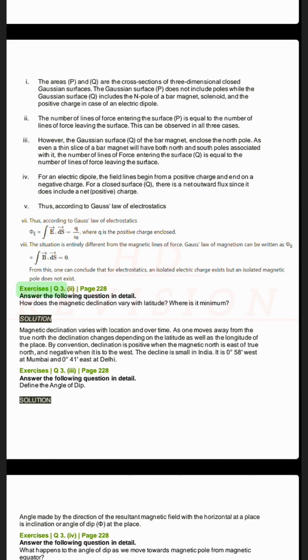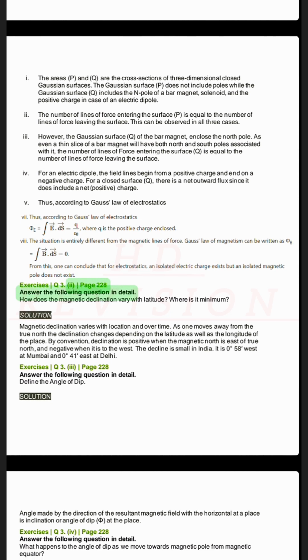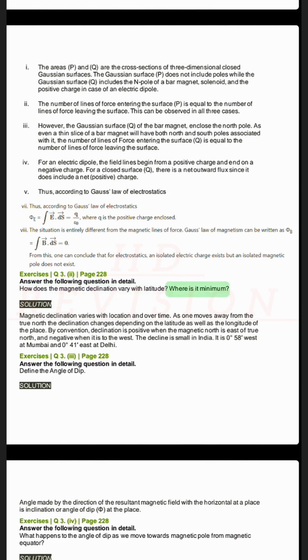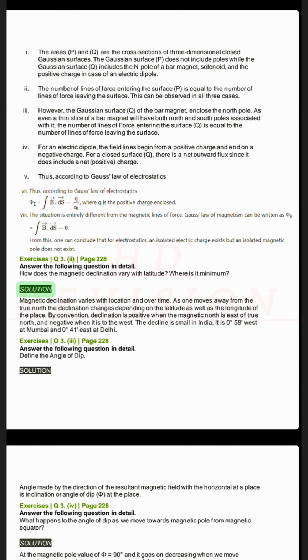Exercises, Q3, E, page 228. Answer the following question in detail. How does the magnetic declination vary with latitude? Where is it minimum? Solution.